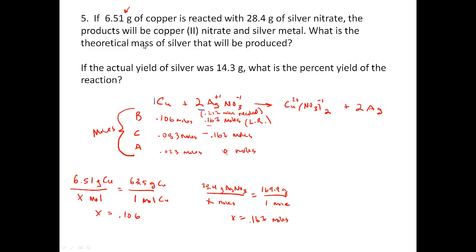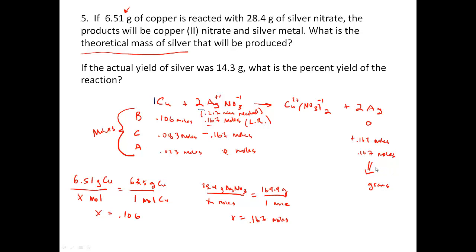What is the theoretical mass of silver, though? Well, let's figure that out. If I react 0.167 moles of silver nitrate and I'm going to make 2 moles of silver, I'm actually going to make 0.167 moles of silver product. Now, we want to know the theoretical mass, right? So let's turn that into grams.